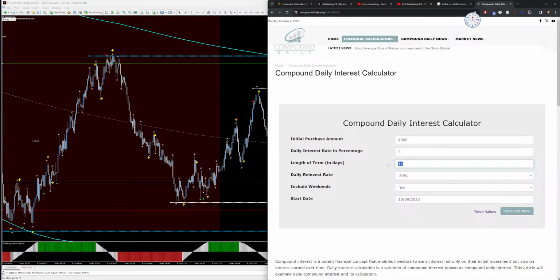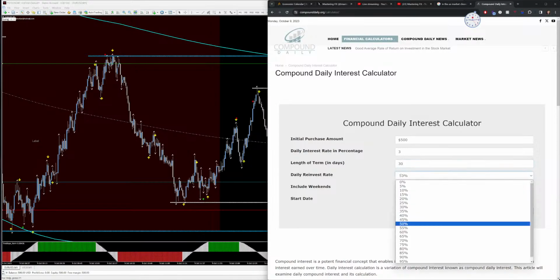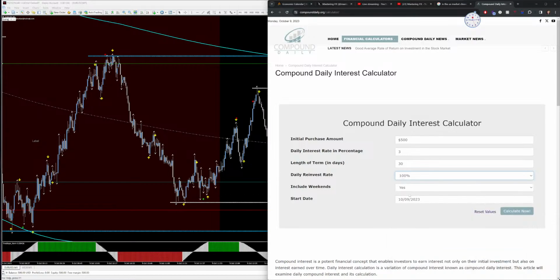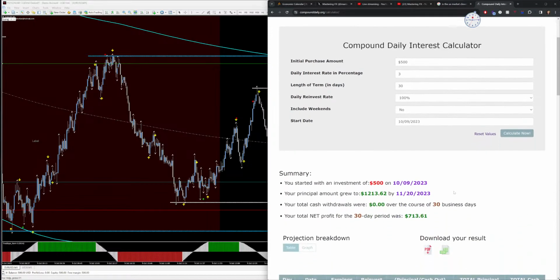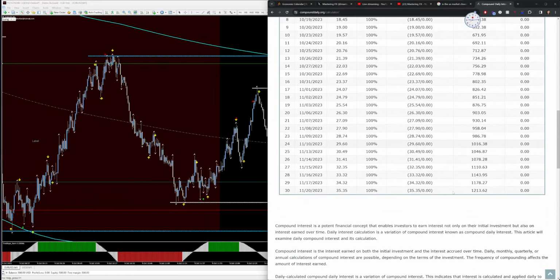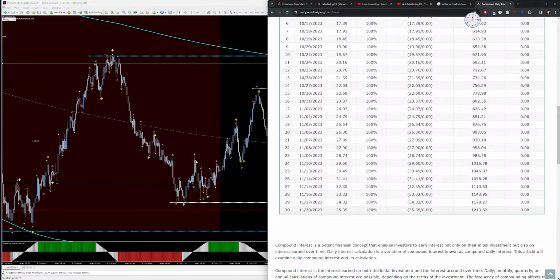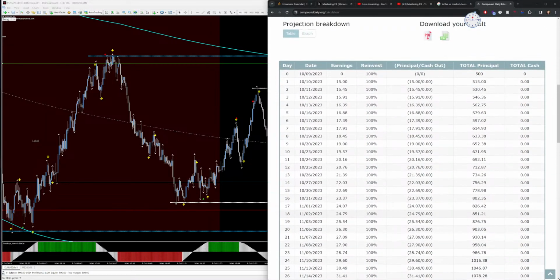And we have 30 days. This is for cryptos. And I do not include weekends. So we only trade during the week. Just for 1 month. So see what 3% does. After 1 month, making 3% every day, you more than double your account. That's compounding.